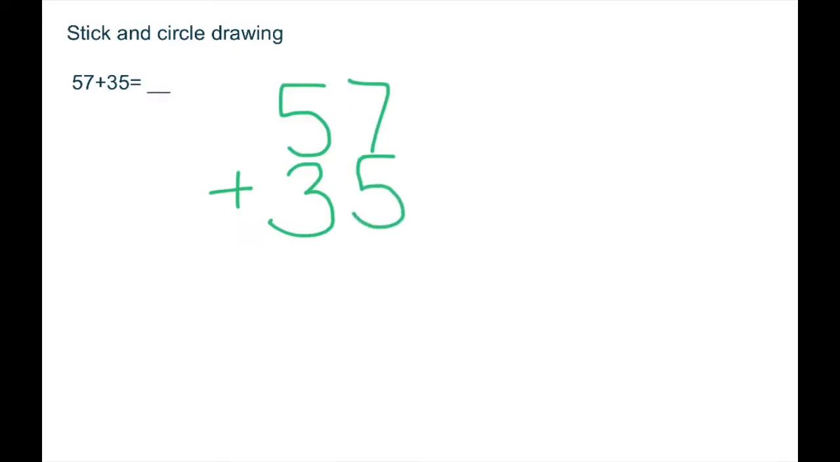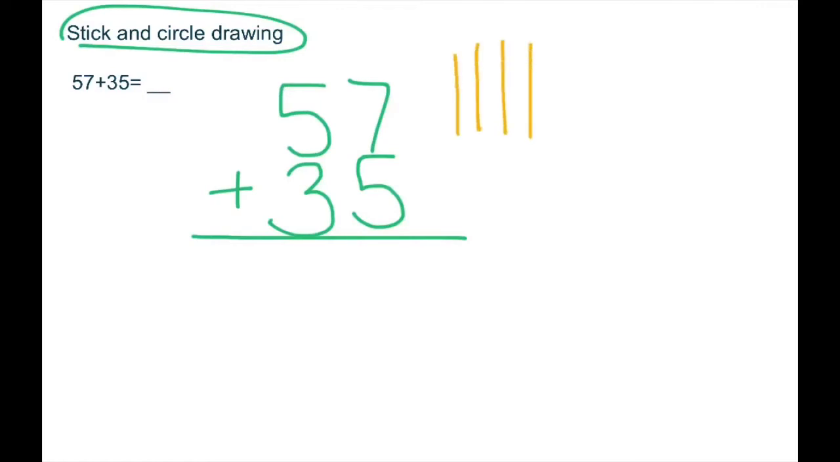Hi, boys and girls. I'm going to use my whiteboard to help show you how to solve this math problem with greater numbers, 57 plus 35. Boys and girls, I just wrote the problem in vertical form. Now, we've been using stick and circle drawings to help us solve these problems. For example, we know that 57 is 5 tens and 7 ones.